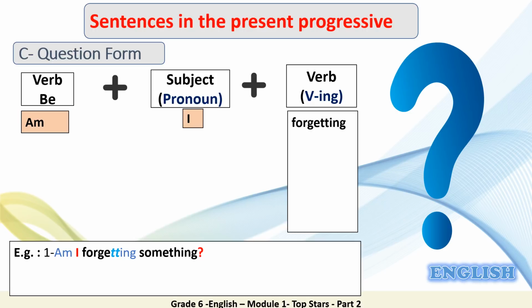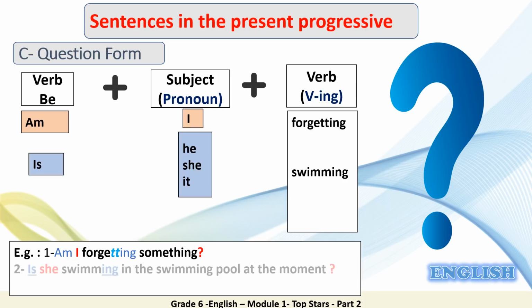Okay, now let's move to is. Now, what do we add next? Really, really good. Let's see. It's the pronoun he or she or it. And then the main verb, swimming, and the question mark. Let's see the question. Is she swimming in the swimming pool at the moment? Again, double the M, yes, capitalize the I, and finally put a question mark in the end.